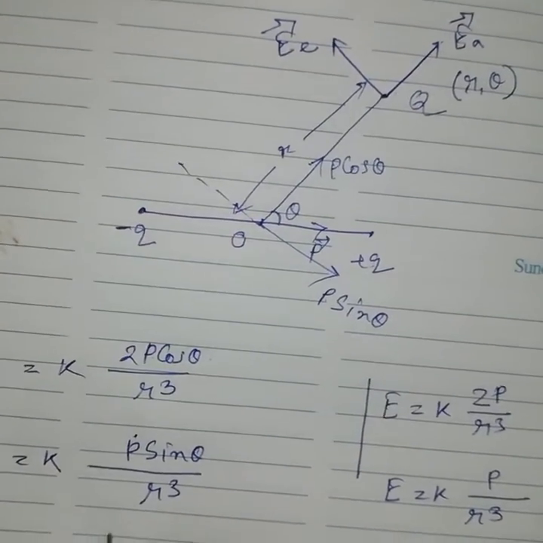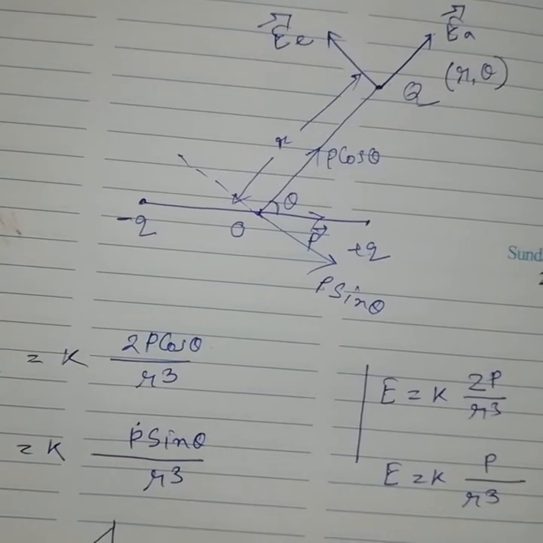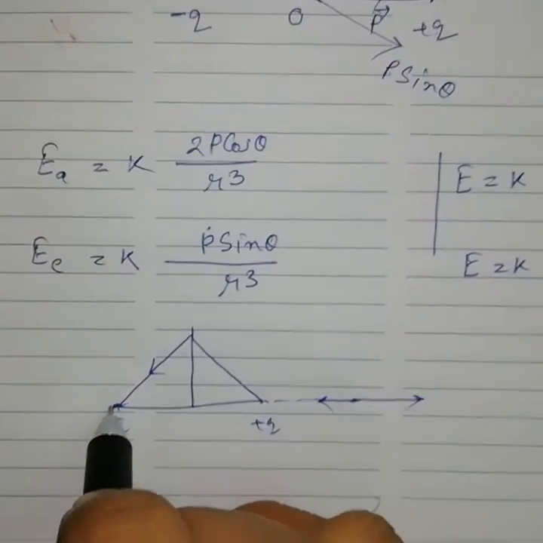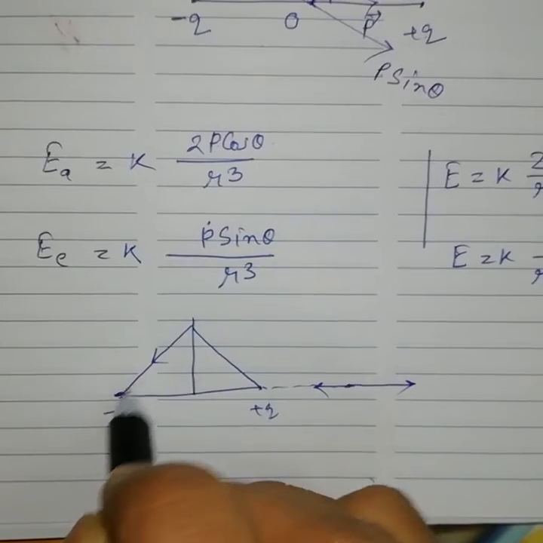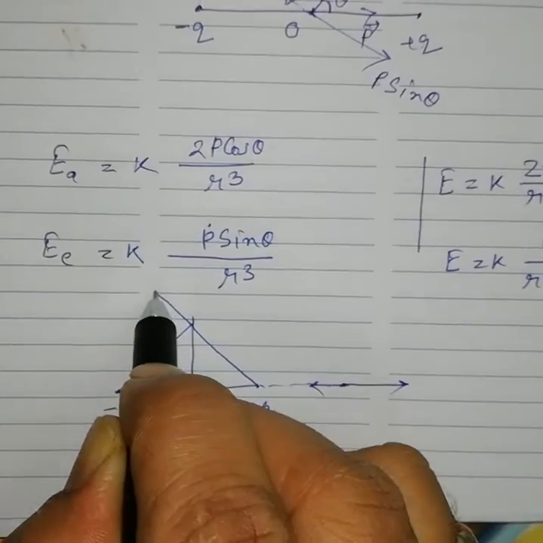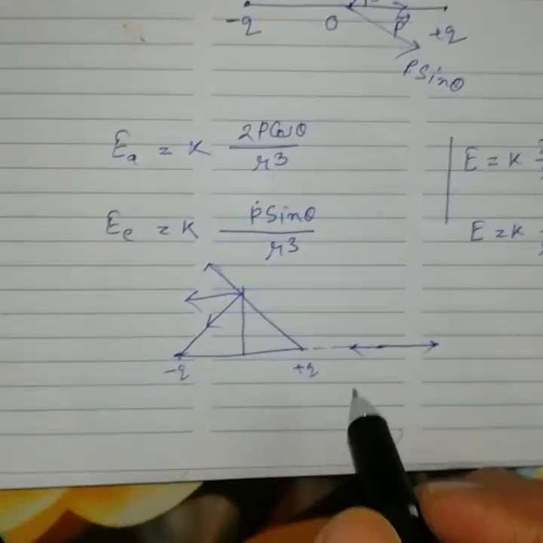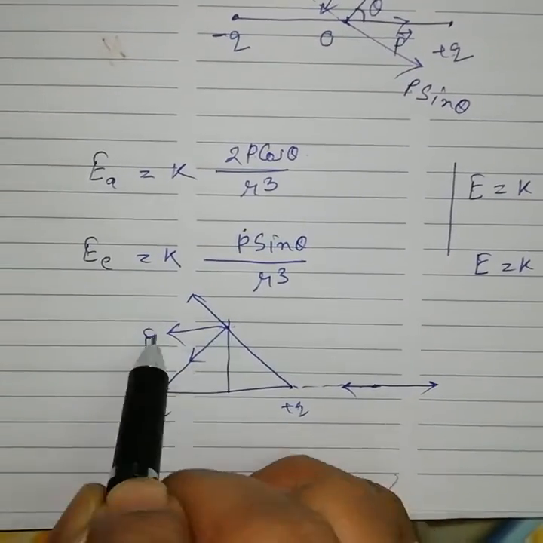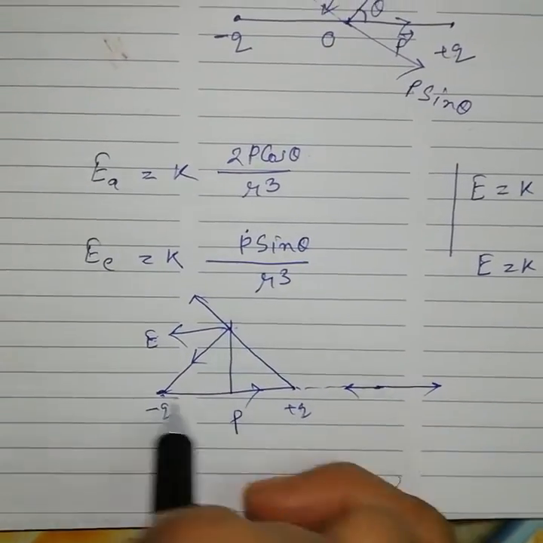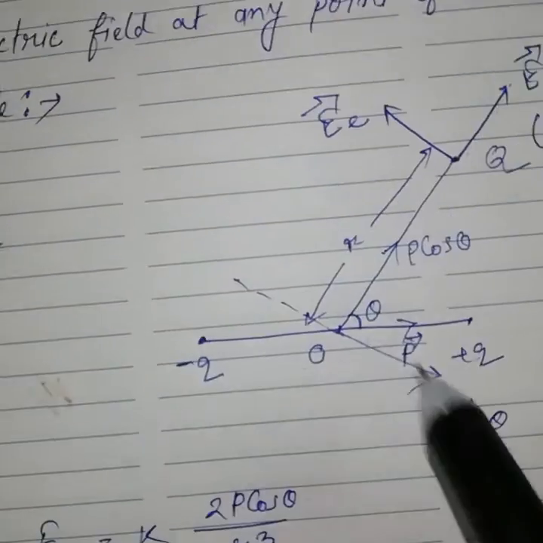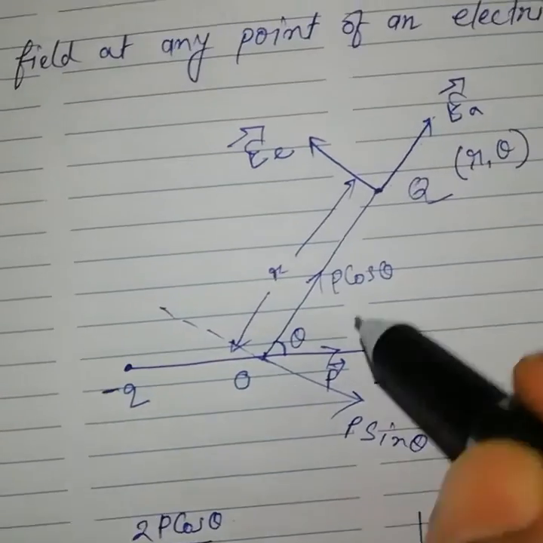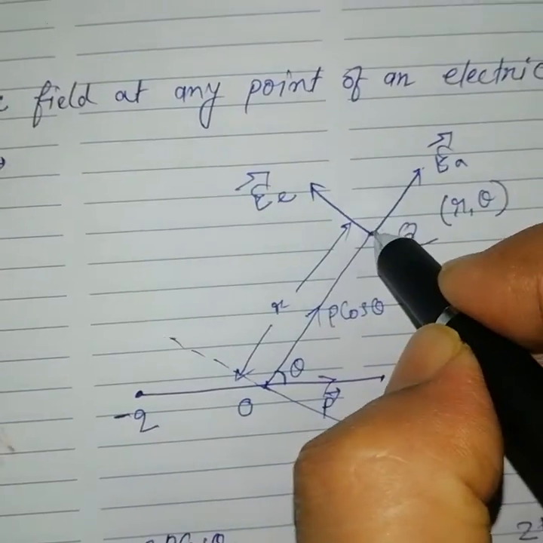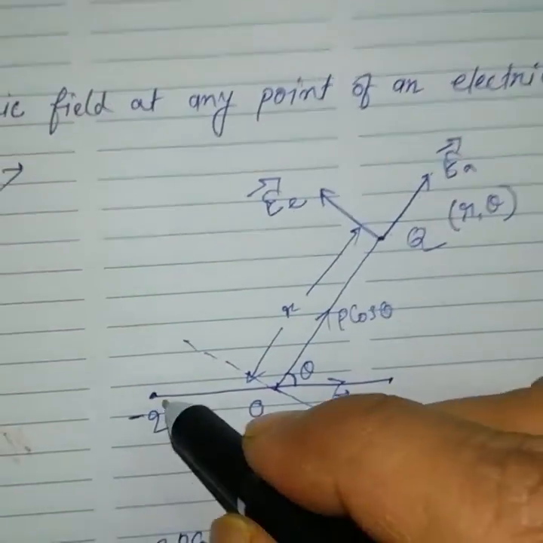On the other hand, for the electrostatic field on its equatorial line, this is the direction of the electrostatic field for the minus q, and this is the direction of the electrostatic field for the plus q. So obviously this is the resultant. The resultant field for the equatorial case is always opposite to the dipole moment. So in this case, if this is the dipole moment, the equatorial electrostatic field is opposite to this. So now we find the electrostatic field at point Q with respect to these electric fields.